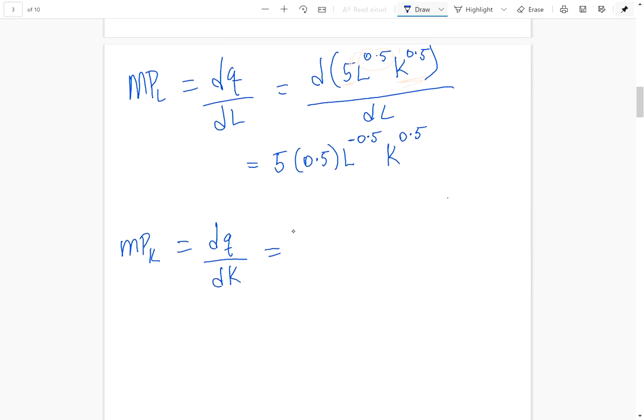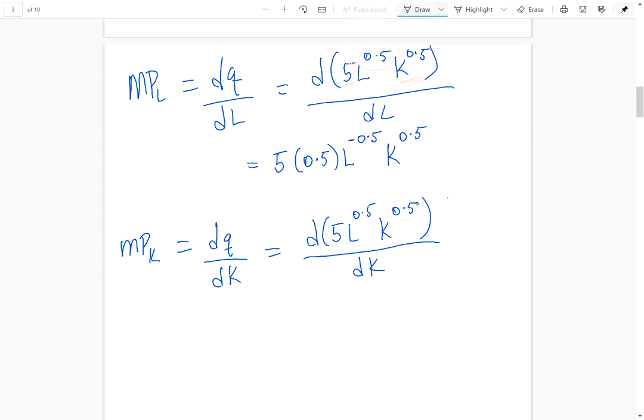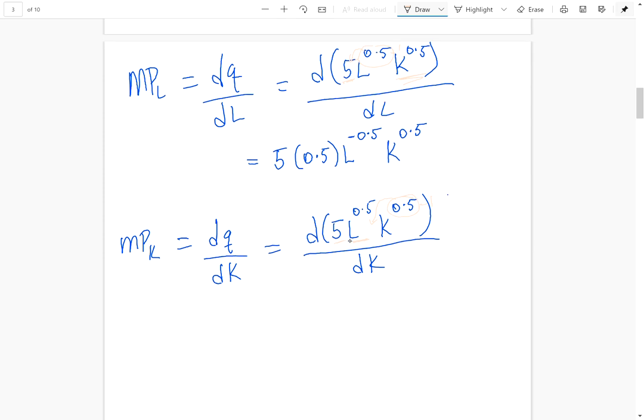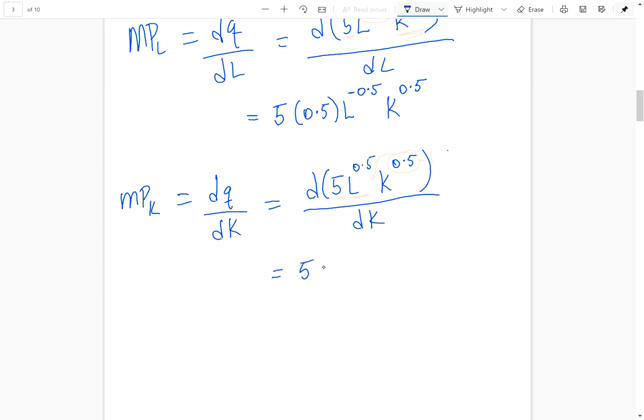So MPK is the derivative of this production function with respect to capital. So what is the marginal productivity of capital? How does capital change quantity? Okay, so we have the derivative of 5 times L to the power of 0.5, K to the power of 0.5, dK. With this, we bring down the 0.5, then subtract 1. We carry this L to the power of 0.5 the same way we carry the 5. Just keep it. So this will be equal to 5 times L to the power of 0.5 times 0.5 times K to the power of negative 0.5.